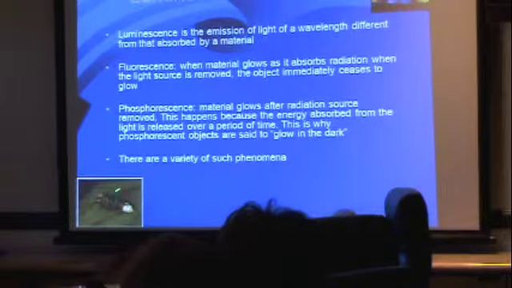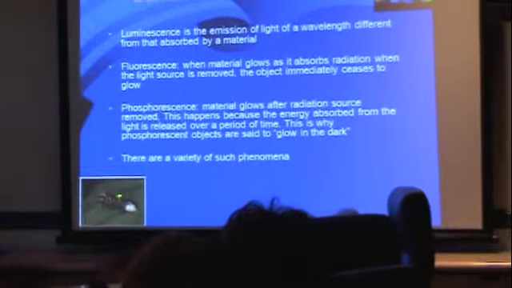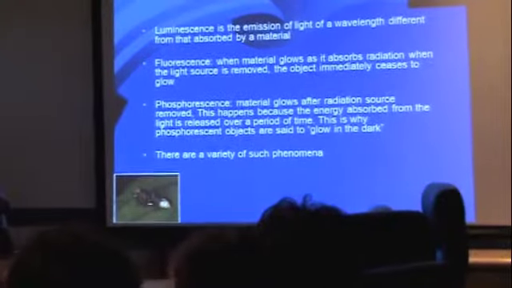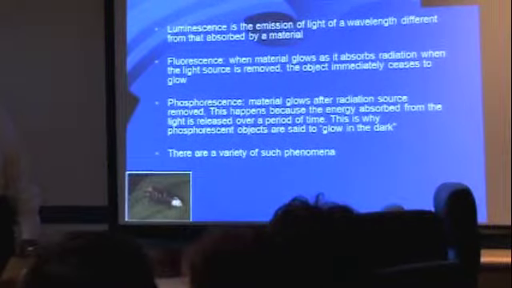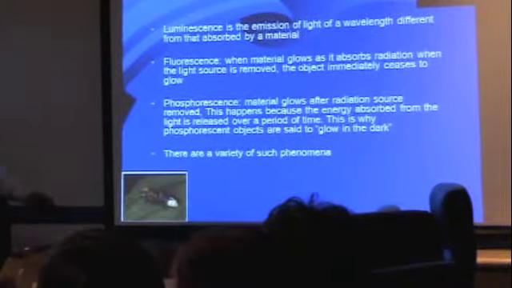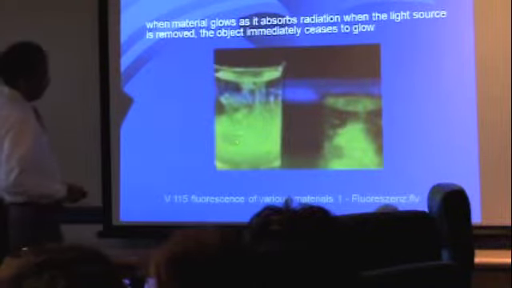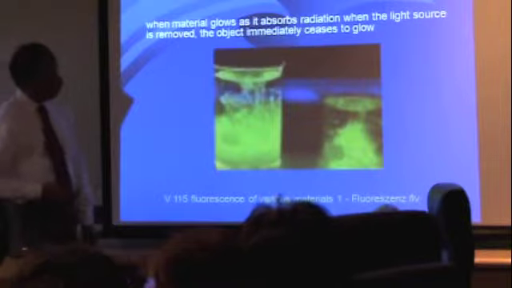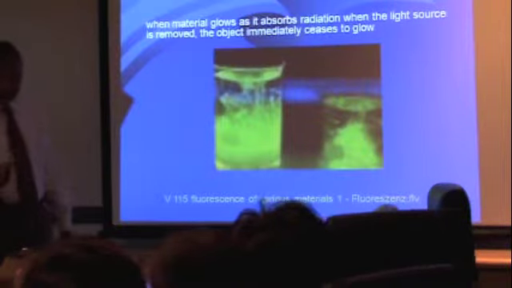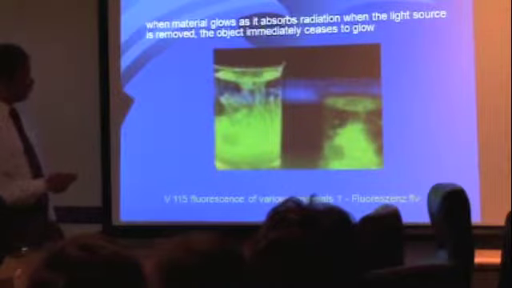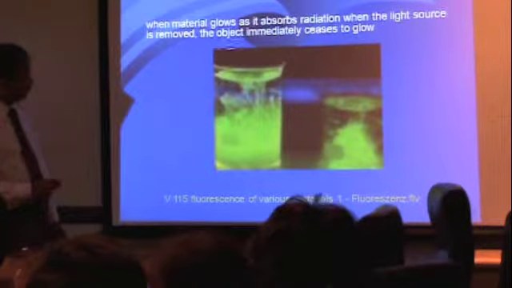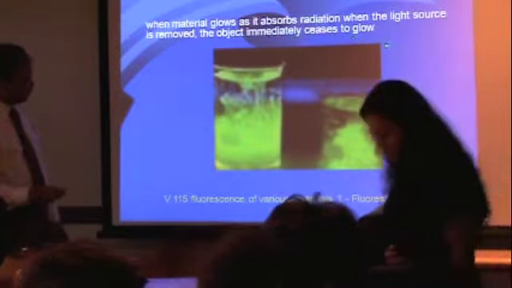This is some of our students' work. They have come up with this thing. It's a light bug at night. You can just see. So this is the fluorescence. You can imagine this is tonic water, and if you put some ultraviolet light on it, it will show you the color. So the material glows when it absorbs radiation. When the light source is removed, it ceases to glow.